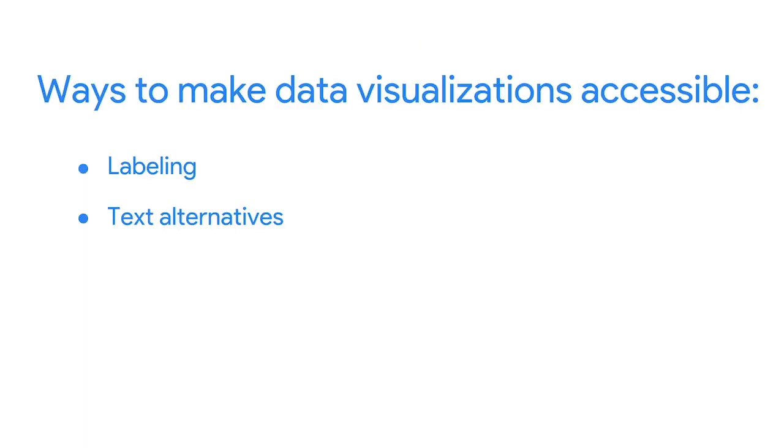And speaking of text, you can make data from charts and diagrams available in a text-based format through an export to Sheets or Excel. You can also make it easier for people to see and hear content by separating foreground from background.